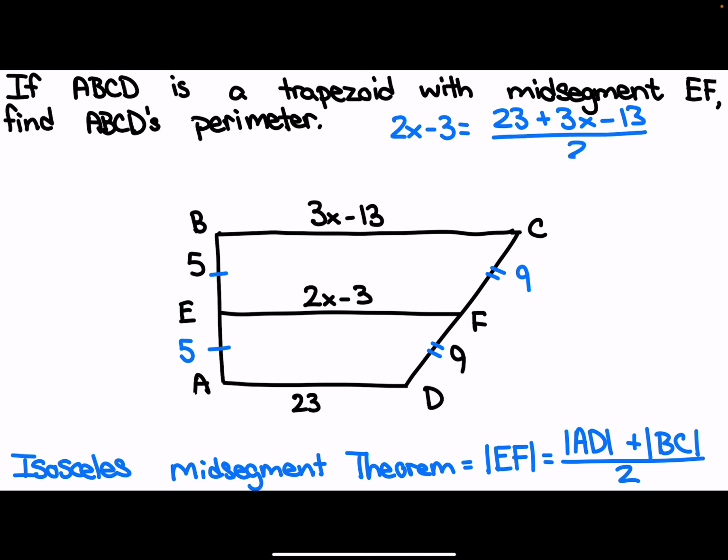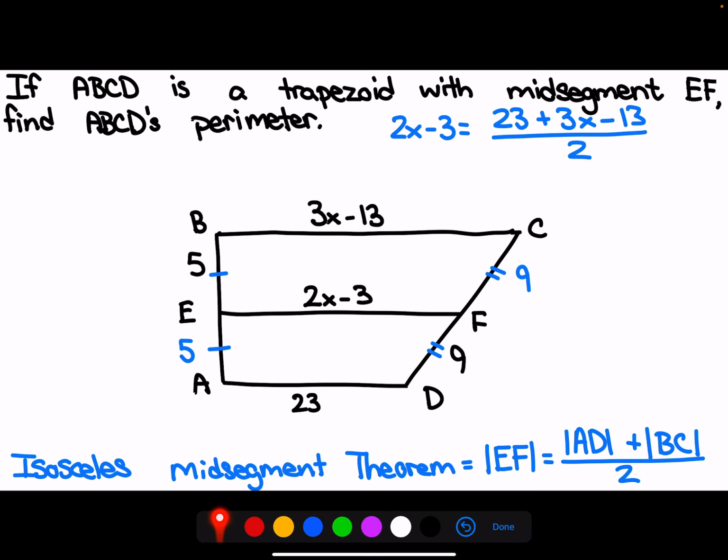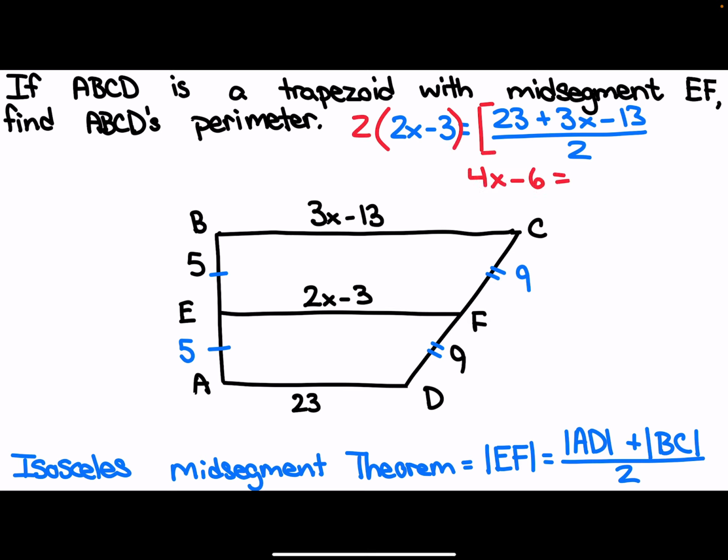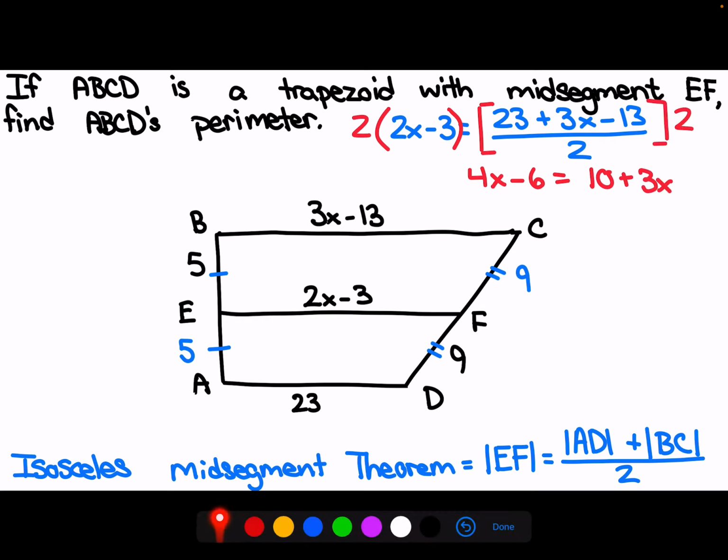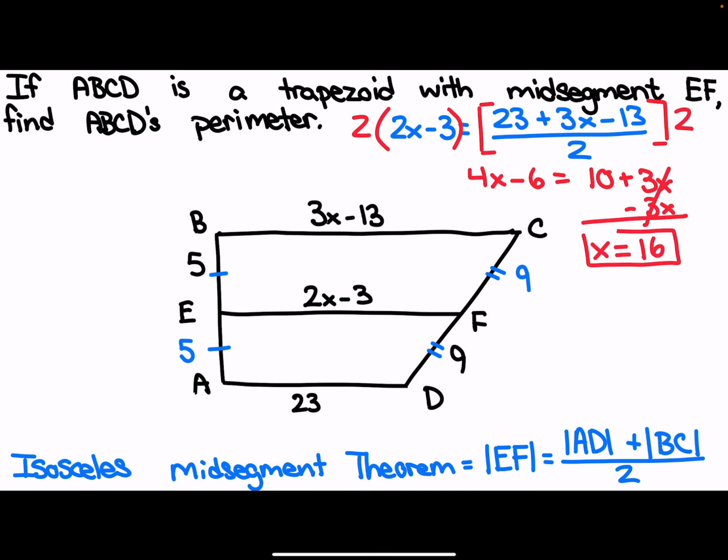We have 2x minus 3, EF, is equal to AD, 23, plus BC, 3x minus 13, divided by 2. From here, I'm going to go ahead and get rid of this 2 on the bottom first by multiplying both sides by 2, giving me 4x minus 6 equals 10 plus 3x. Again, I combine like terms here as well. From here, I can go ahead and solve for x by subtracting 3x from both sides and adding 6 to both sides, giving me x equals 16.